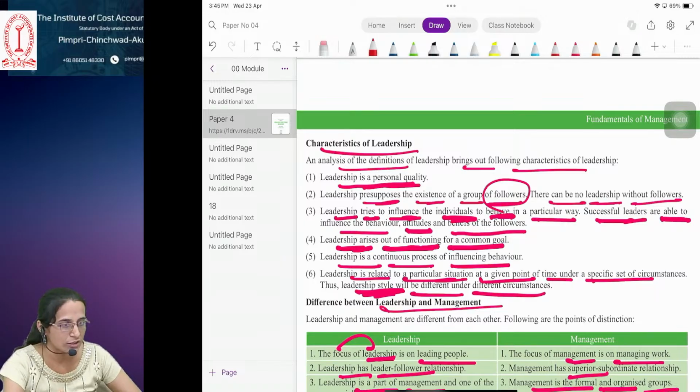Easier selection. An enterprise that offers abundant financial and non-financial incentives enjoys a reputation in the labor market. Therefore, it is easy to attract competent persons for filling various vacancies. What are they saying? Easier selection.